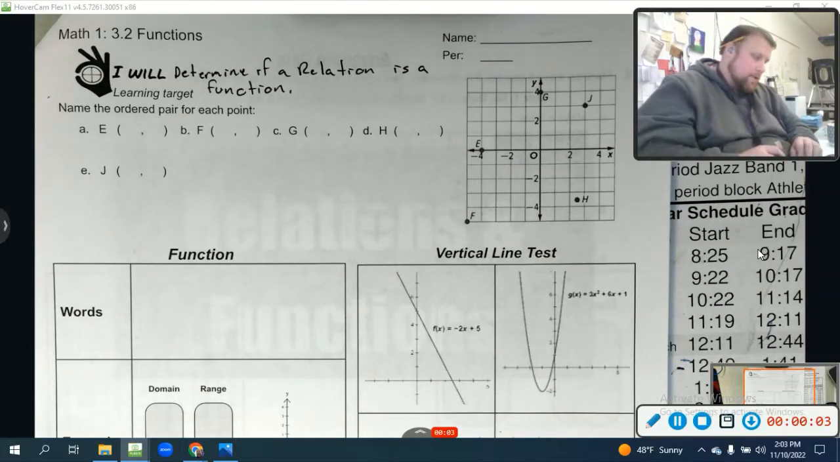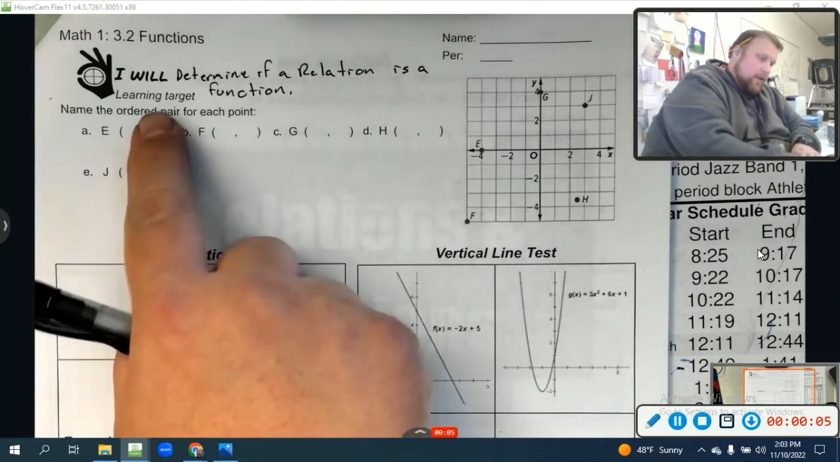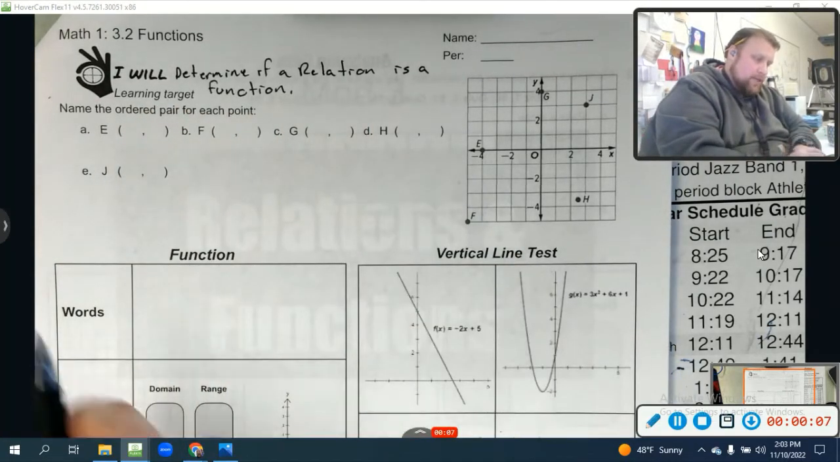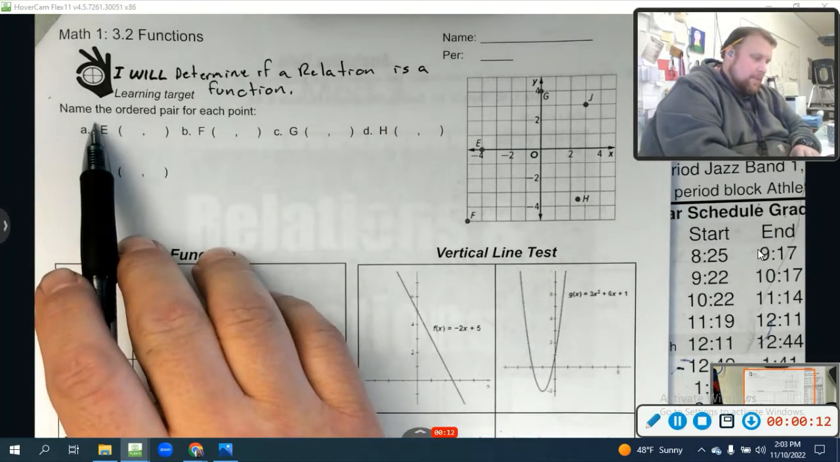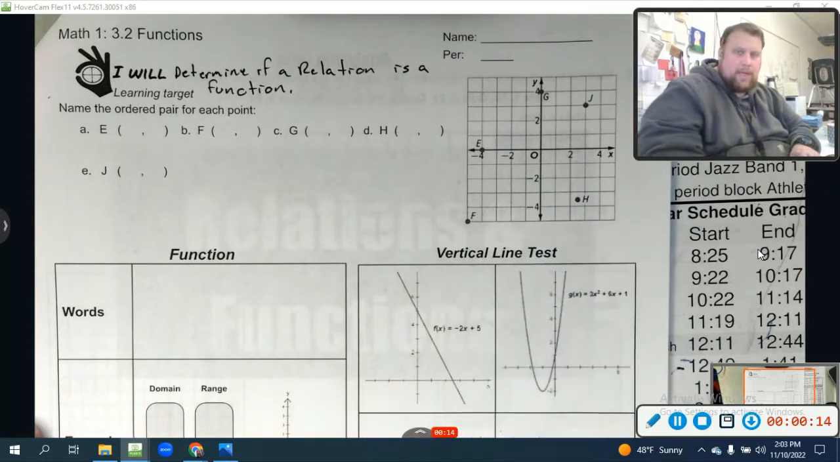All right, this is 3.2 functions, and your learning target is I will determine if a relation is a function. Ready, set, go. Let's do this. Go ahead and take a minute. Name the ordered pair of each point indicated over here.